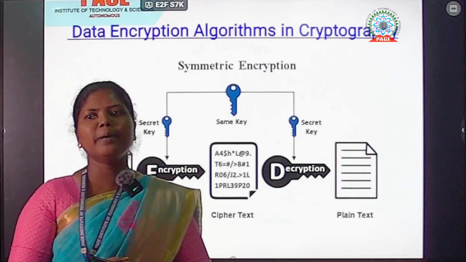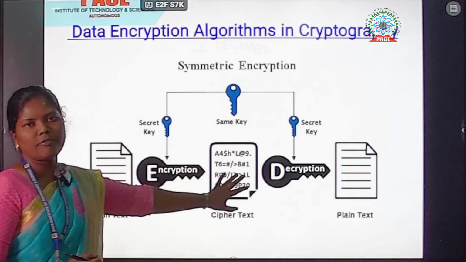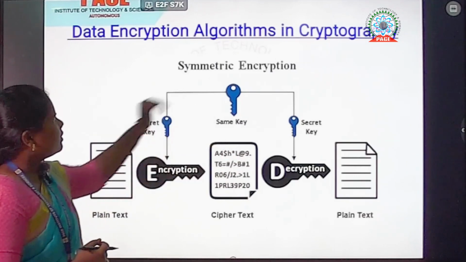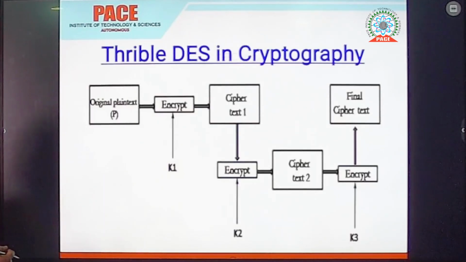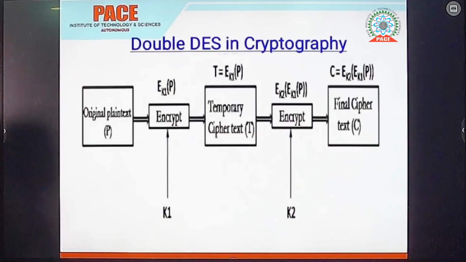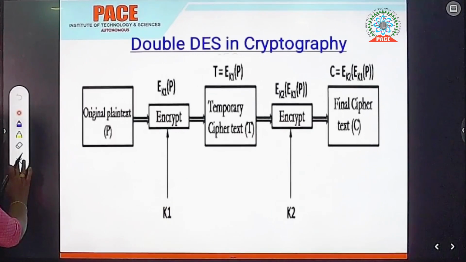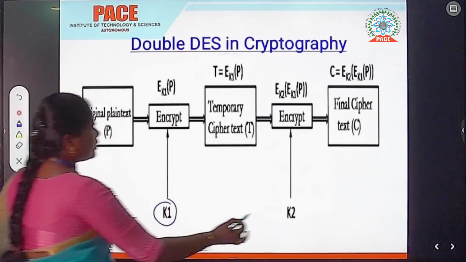This is the simple process of decryption in DES algorithm in cryptography. And again, this is the double DES in cryptography. Double DES is nothing but we are having two keys in double DES algorithm.